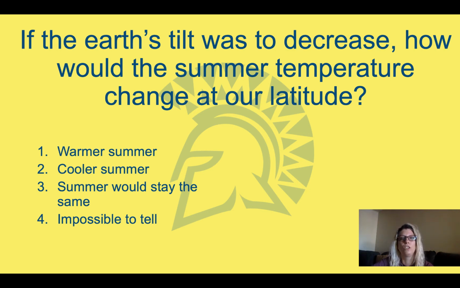So our planet is actually closest to the sun during the northern hemisphere's winter. Okay, but the reason why it's actually cooler during the winter is we're actually tilted away from the sun. And we're going to go around the sun, and then we're going to actually be tilted towards the sun during the summer. So if the Earth's tilt was to decrease, how would the summer temperature change? We would actually have cooler summers, because then our tilt would be further away from the sun.